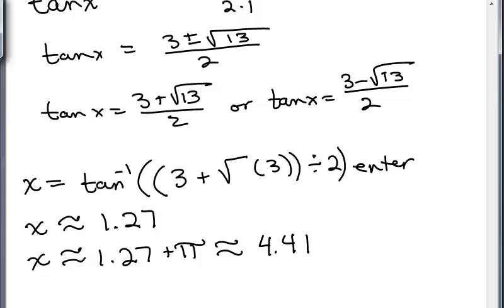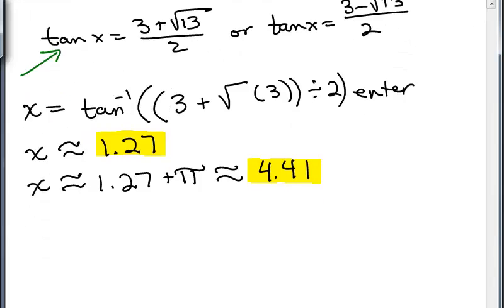So far it looks like we've got two solutions, rounded to the nearest hundredth, and we only did this problem here so far, right? But we've got this other one. Tangent of x equals 3 minus root 13 over 2, so we're going to do exactly the same thing for that. So how would I enter that?